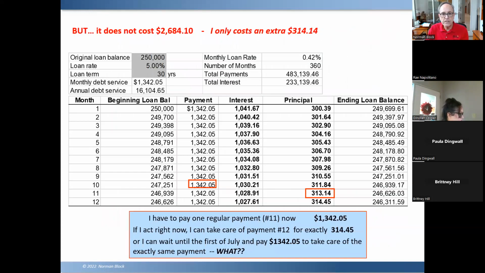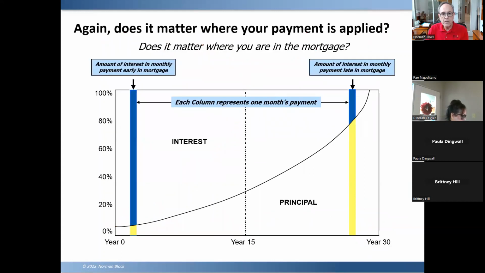Every time I go through this, somebody in the crowd says, well, I think you're wrong, Norman. It doesn't matter where your principal is applied. Well, if you think that, let me do this. We'll each make a payment of $1,342.05. I'm going to make this payment, and you make this early payment. And you get to keep the principal associated with this payment, and I get to keep the principal paid with this payment. Now you think through that.